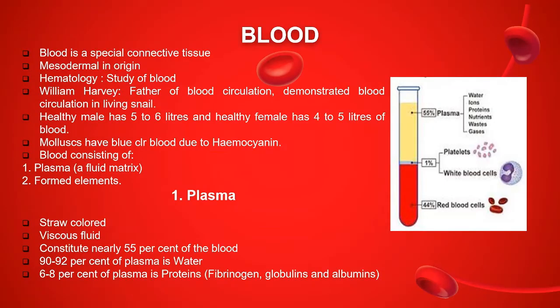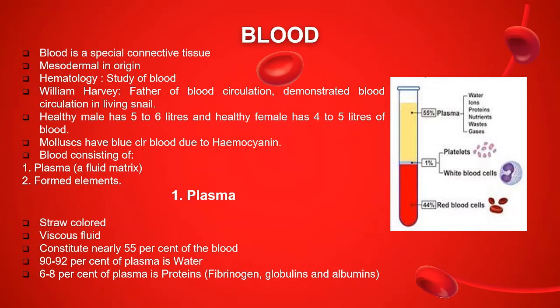Blood is a special connective tissue. It's mesodermal in origin. The study of blood is hematology. William Harvey, father of blood circulation, demonstrated the blood circulation in a living snail. Healthy males have 5 to 6 liters and females have 4 to 5 liters of blood.